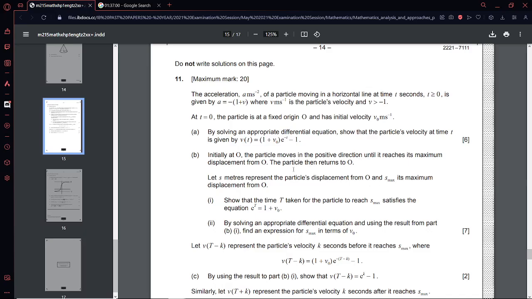Okay. Initially at O, the particle moves in a positive direction until it reaches its maximum displacement. The particle returns to zero. Let S represent the particle's displacement from O and S max. Show the time t taken for the particle to reach S max is this equation. Okay, I'm trying to think how they exactly got here.